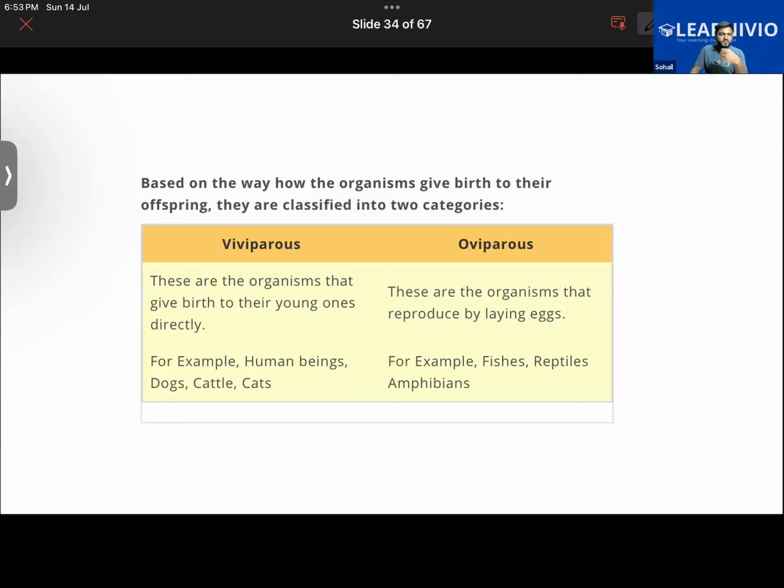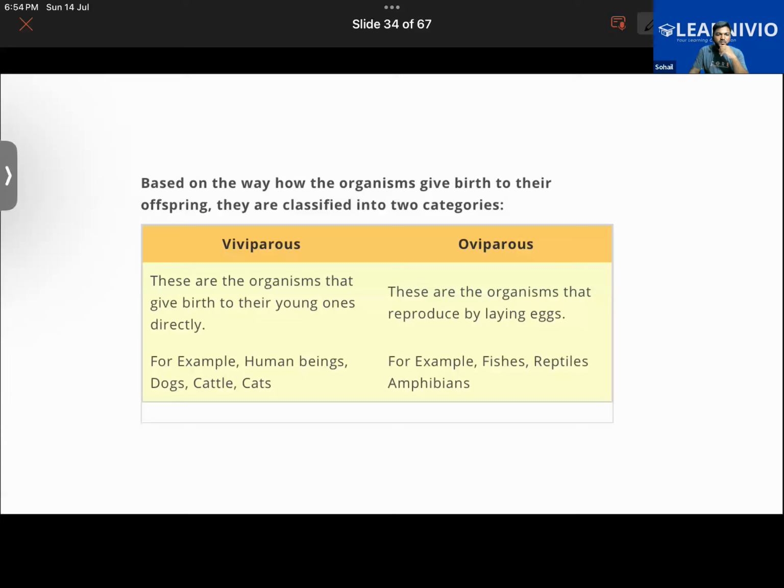Then, based on the way organisms give birth to their offspring, they are categorized into two types, namely viviparous and oviparous animals, right? We humans, cattle, dogs, cats and so on give live birth to the young ones. They are called viviparous. While certain reptiles like snakes, lizards, fishes and different kinds of amphibians lay eggs, they are called oviparous. Sir, fish is viviparous, right?